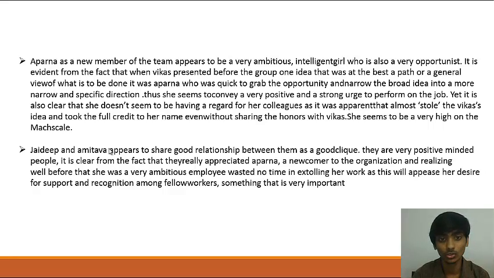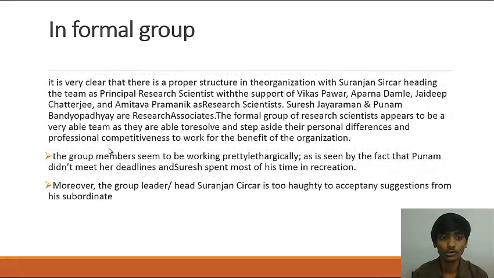The formal group of science appears to be very able to step aside from personal differences and professional competitiveness and work for the benefit of the organization. And the group was seen to work pretty logically, as seen by Punam repeating the dance, and we spend most of it in repetition. Moreover, the leader, Ranjan, is too hot to accept suggestions from subordinates.